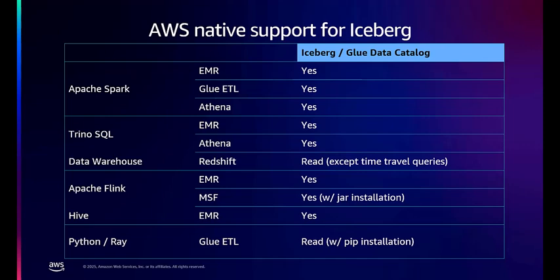So let's have a look at how AWS supports Iceberg. You can see Apache Spark we support through EMR, Glue ETL, and Athena. Trino SQL and data warehousing capabilities are the same thing: EMR, Athena, and Redshift. And in Redshift, you can read Iceberg data directly, except time travel queries. You cannot read the old snapshot, but the current data you can read.